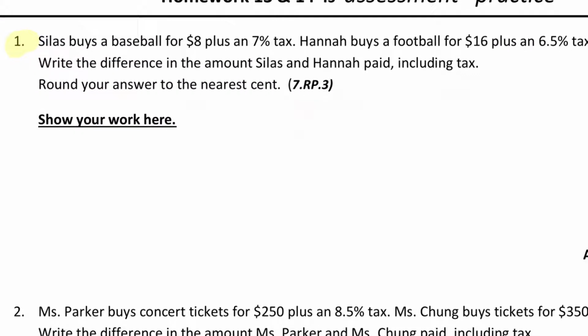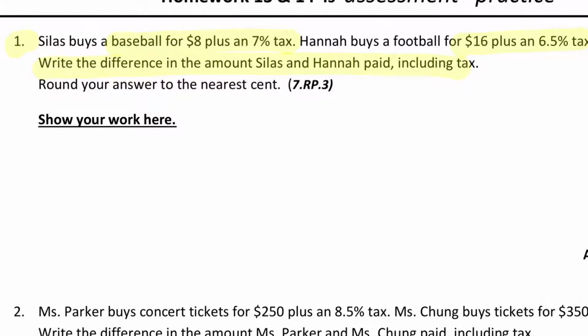It says that Silas buys a baseball for $8 plus 7% tax, and Hannah buys a football for $16 plus 6.5% tax. Can you write the difference in the amount they paid, including tax?